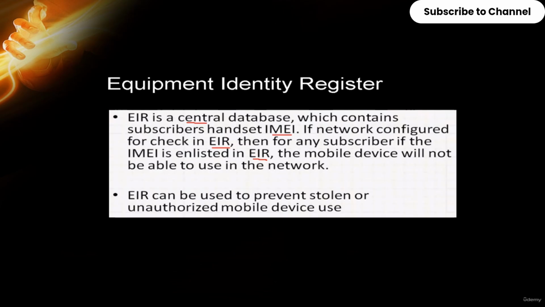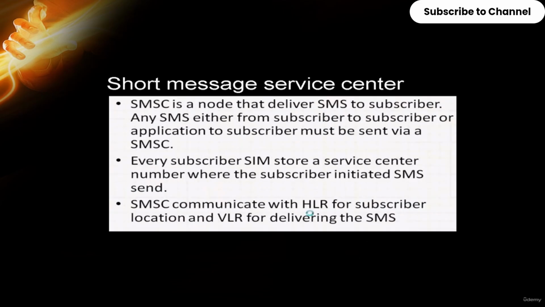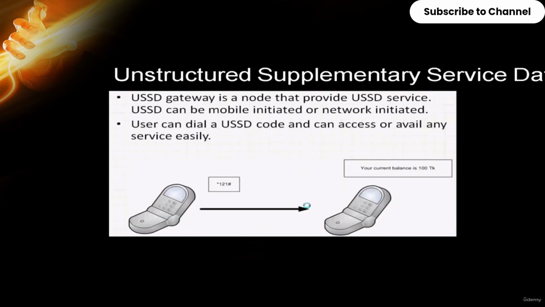The EIR, that is the equipment identity register, is used to prevent stolen or unauthorized mobile device use. So when somebody steals a mobile phone, with the help of this EIR and this IMEI, it is used to get the information. Then the short message service center. It is a node where the users are sending and receiving messages to each other. Then unstructured supplementary services: various types of pop-ups are appearing each and every time, like many messages are coming. These are handled with the help of unstructured supplementary services.